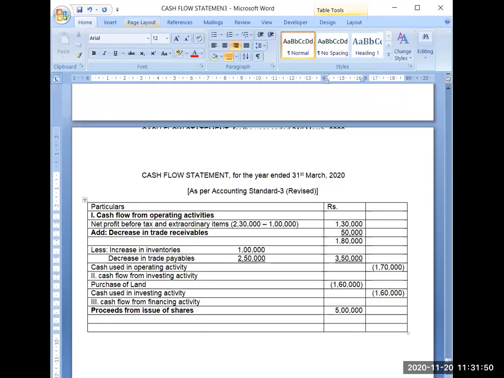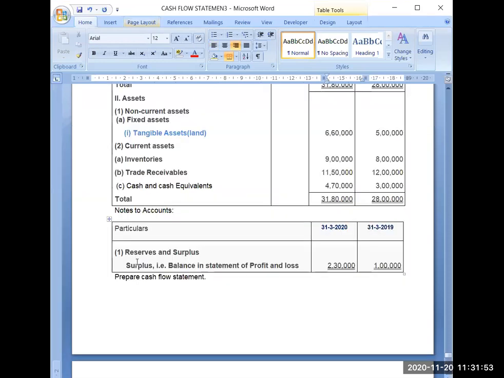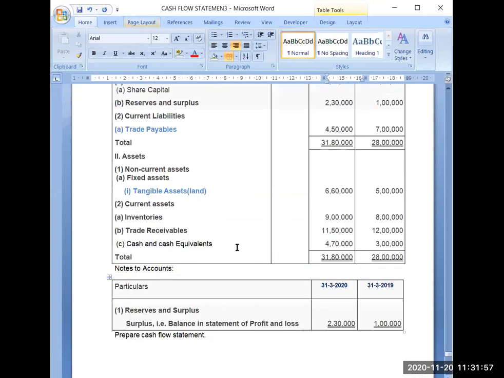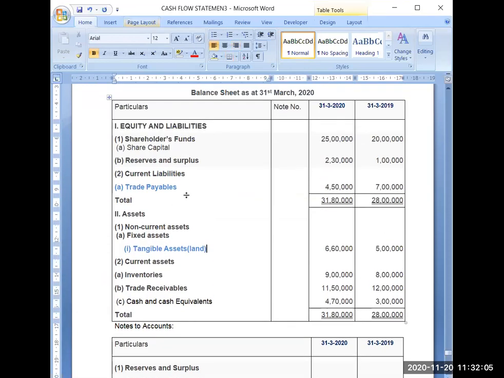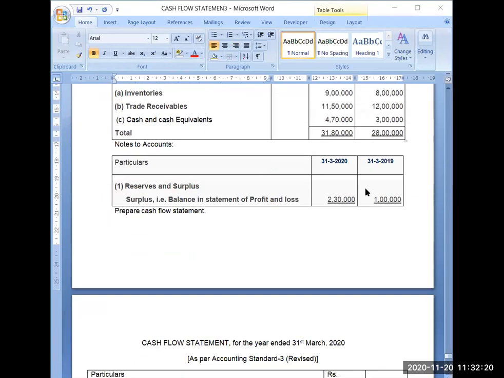Now the whole balance sheet has been covered. We can recheck it again. The information given in the notes to accounts has been used for net profit before tax. Cash and cash equivalents we will be using. Trade receivables, inventories we have used, land we have used. Then trade payables we have used, reserves and surplus, share capital. All information given in the balance sheet has been used properly. Reserves and surplus, the note to account is given, and here we have used that. I hope it is clear now.